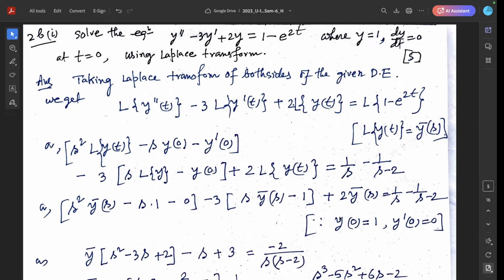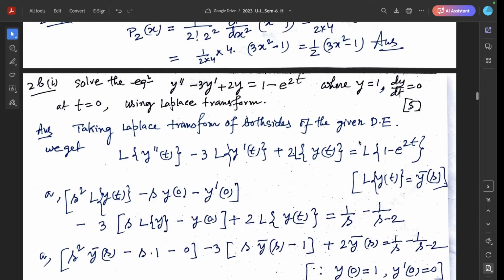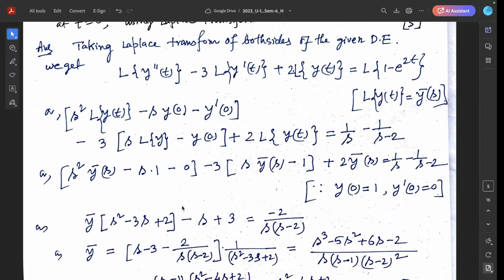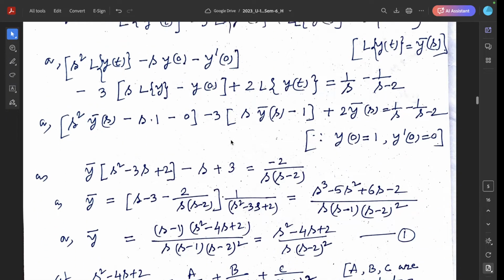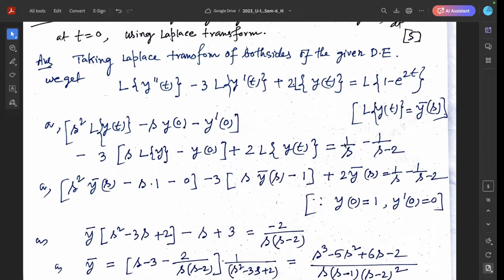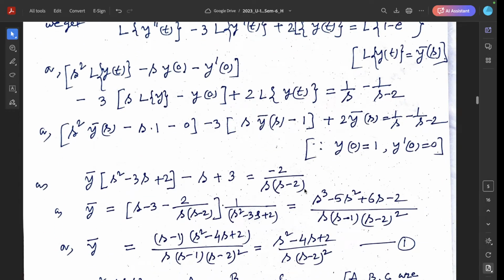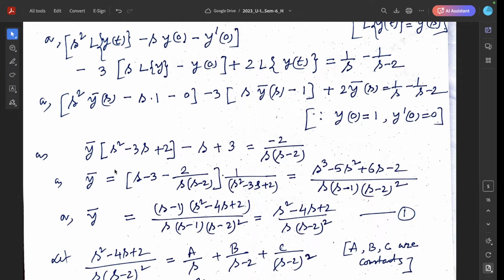Now using the initial conditions y(0) equal to 1 and y'(0) equal to 0, because dy/dt is 0 at the point t equal to 0. So we get L of 1 is 1 by s, and L of e to the power 2t is 1 by s minus 2. After simplification, we get this y bar, which means L of y(t), equal to (s minus 3 minus 2) by s into (s minus 2), into 1 by this.